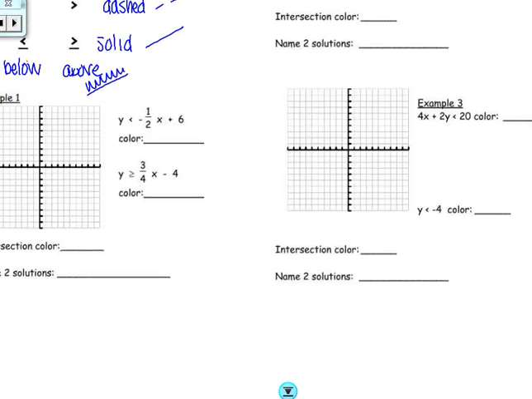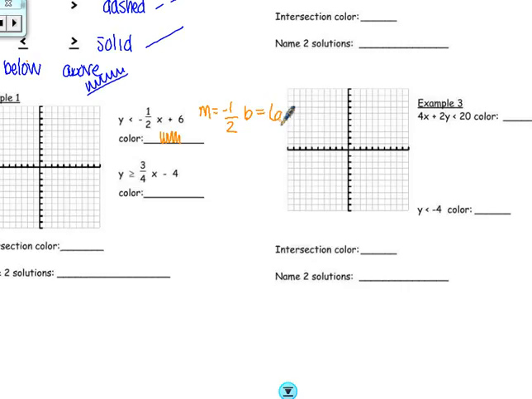It says y is less than negative 1/2 x plus 6, and y is greater than or equal to 3/4 x minus 4. We're going to graph these in two different colors. So if you're doing these notes at school or at home, I suggest using multiple colors to help you tell the difference between the two graphs. So for the first graph, I'm going to go ahead and use orange. If you notice, this equation is already in slope-intercept form. That means I have a slope of negative 1/2, and I have a y-intercept of 6.